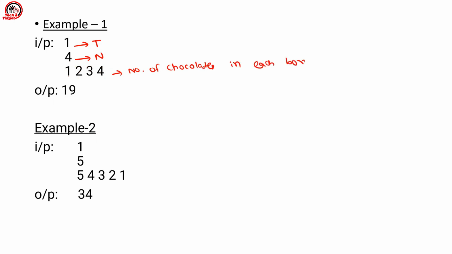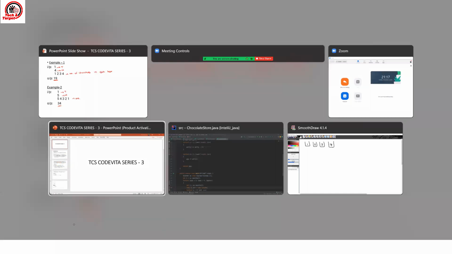That's it. And the output for this particular test case is 19, and we will see how we are getting that. And in the same way for this example as well, it is C, it is N, and this is the number of chocolates, and the output for this should be 34. How are we getting that? Let's go ahead and see that.